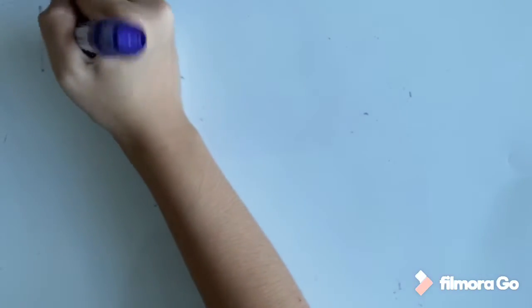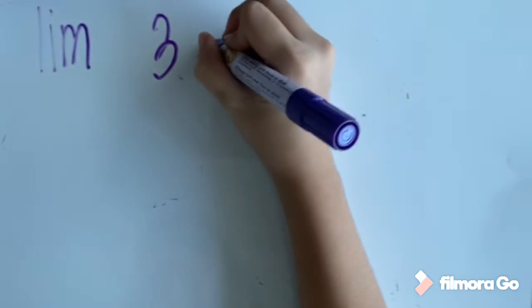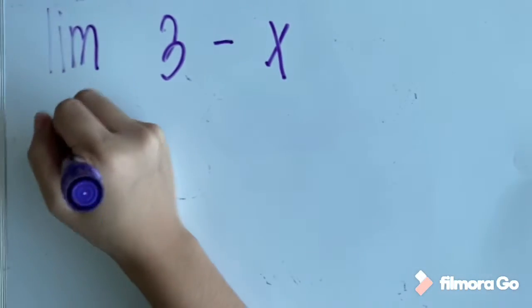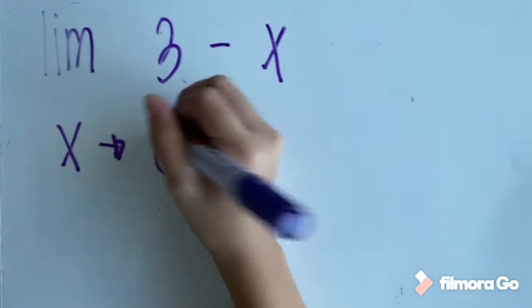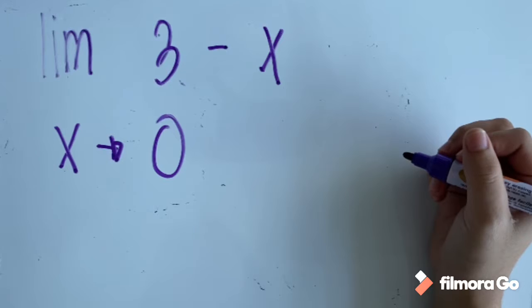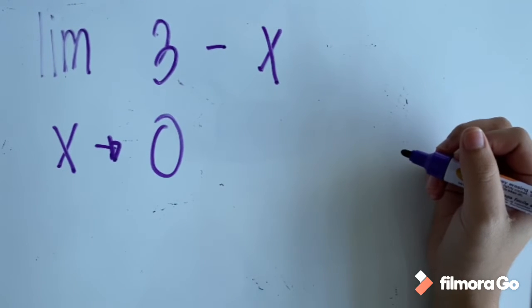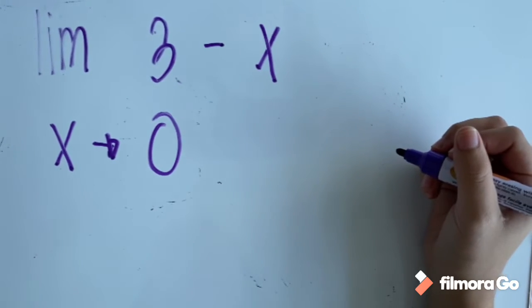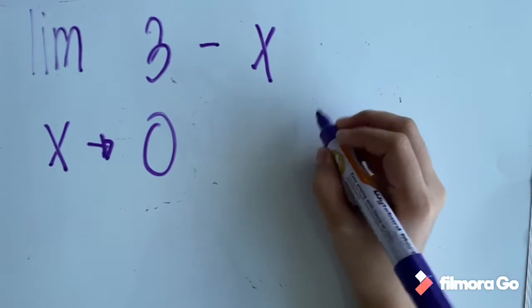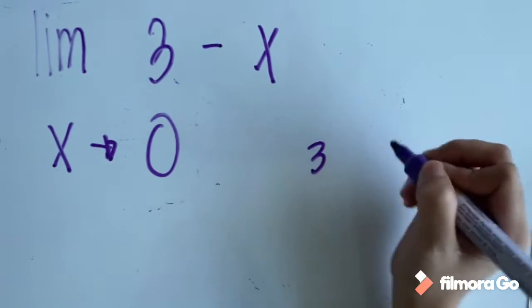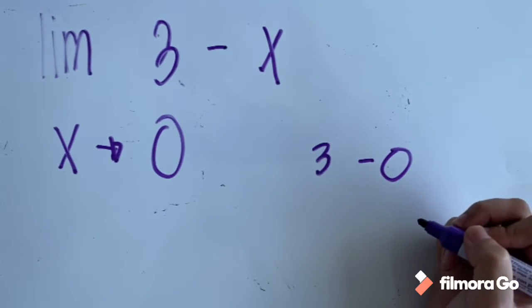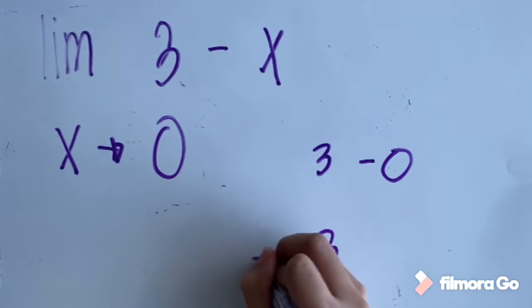So the second example is the limit of 3 minus x as x approaches 0. You directly substitute x with 0, and that would be 3 minus 0, and the answer is 3. Probably you understand what direct substitution is. With that, we'll be moving on to the next part.